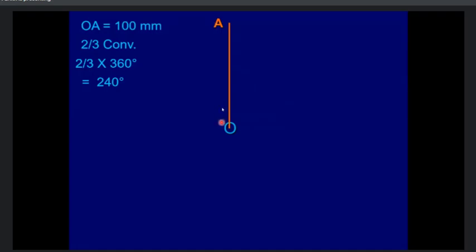Okay, so OA is 100 mm, 2/3 of the convolution is given. So 2/3 into 360 degree will give the answer as 240 degree. Now take OA. Okay, you can take horizontal, you can take vertical as per your requirement. No issue in that. यहाँ पे मैंने OA vertical लिया है.